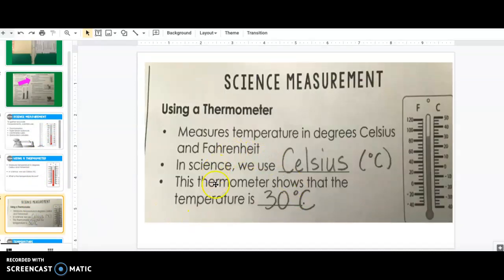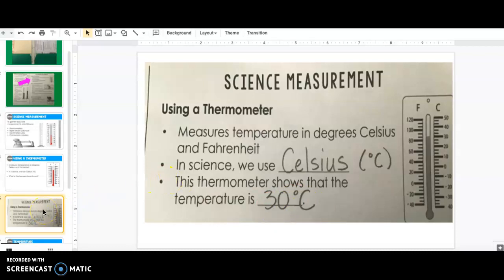So let's take a look at our notes. Your job is to fill in where it says, in science we use Celsius, and this is the symbol for Celsius. We draw a tiny little circle which represents degrees, and then a big C for Celsius. Okay? The thermometer shows that the temperature is 30 degrees Celsius, and that's what that says, just by writing the tiny little circle and the C.